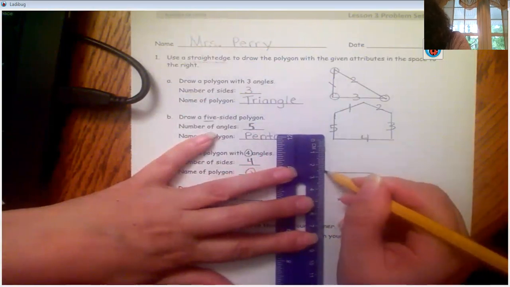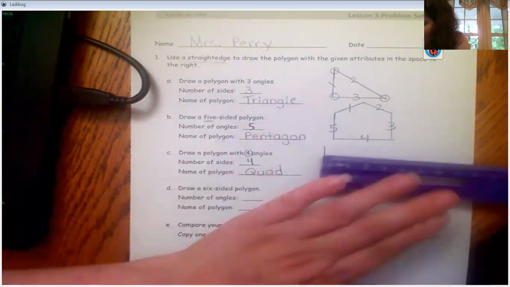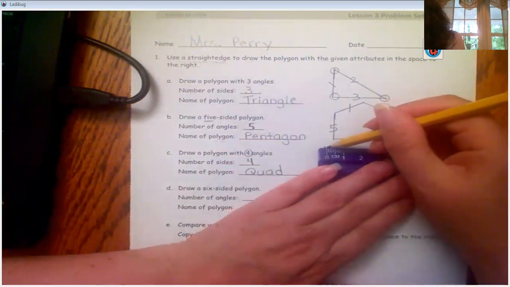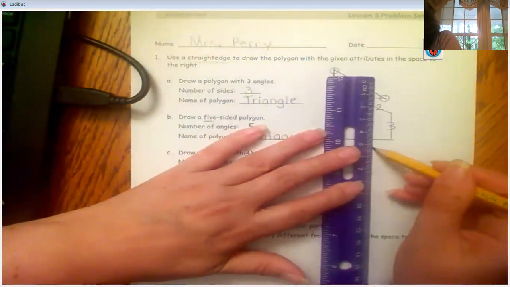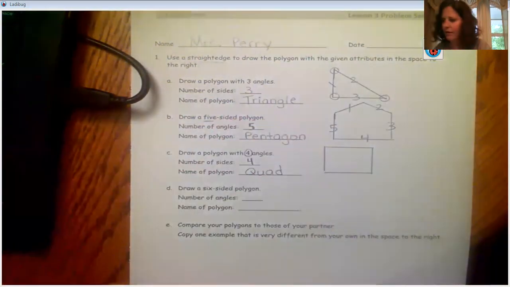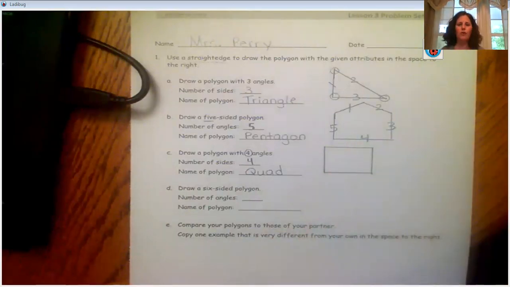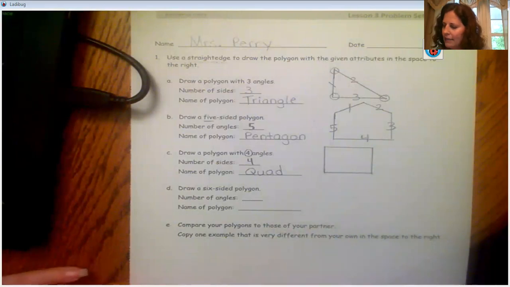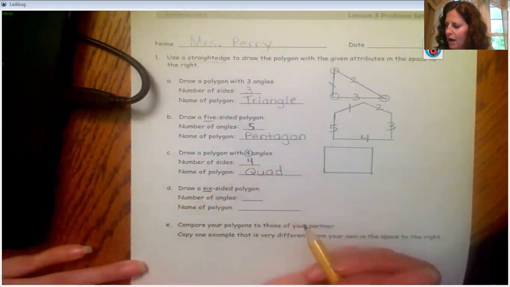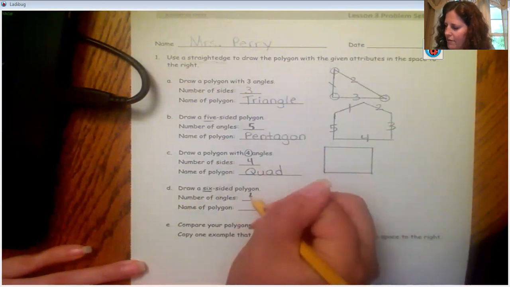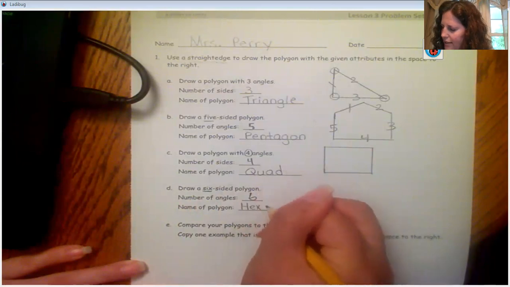All right, so it looks like I'm going to have to do a rectangle because there's not enough space in here for me to make all 4 sides exactly the same length. Okay, oops, I have to make sure my corners meet there to create the angle. All right, and letter D, draw a 6-sided polygon. So it will also have 6 angles, and that is called a hexagon.